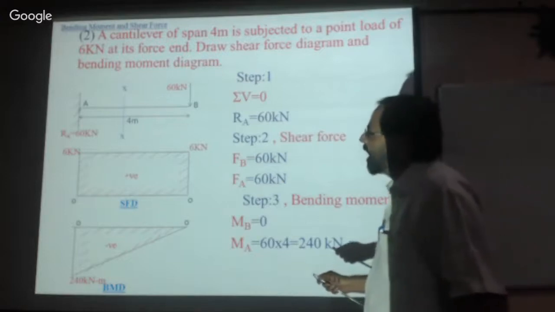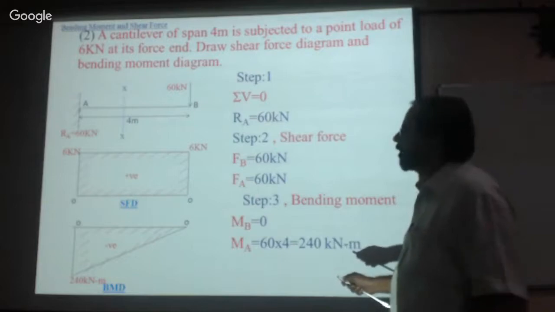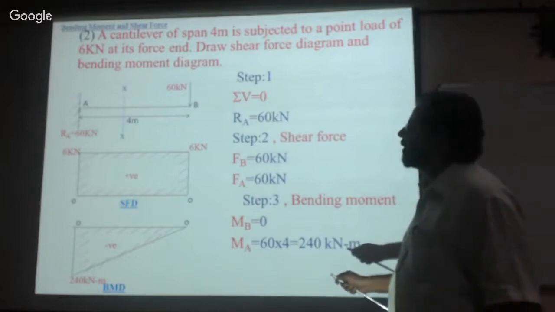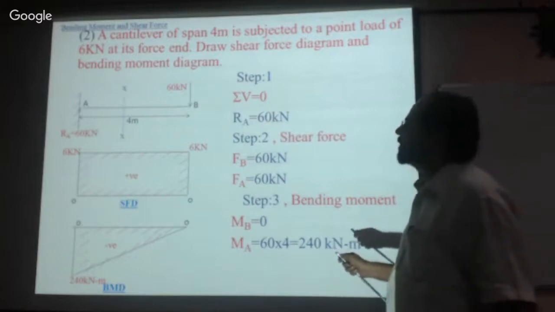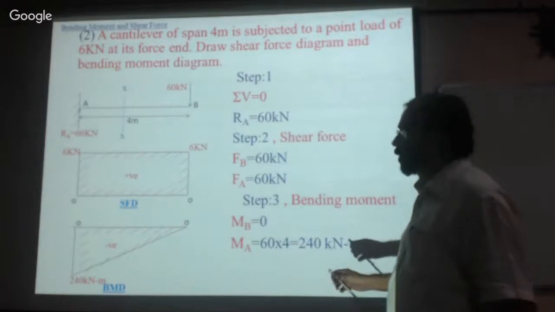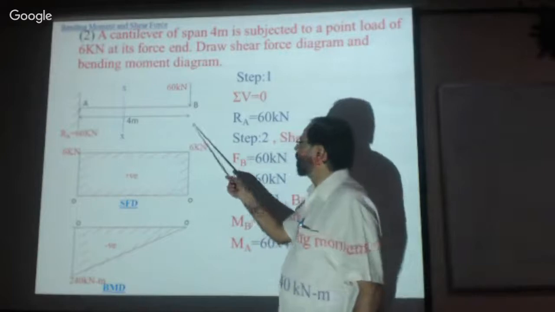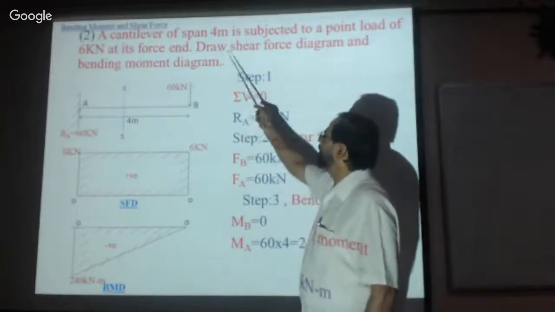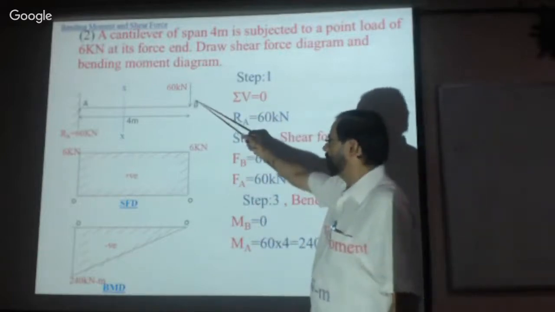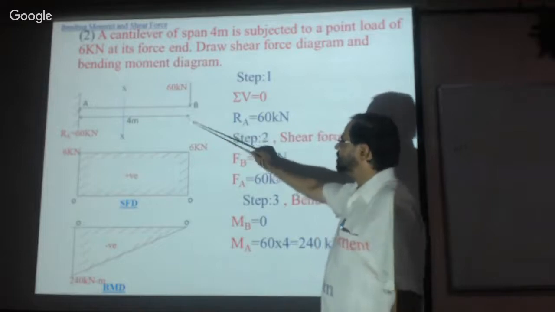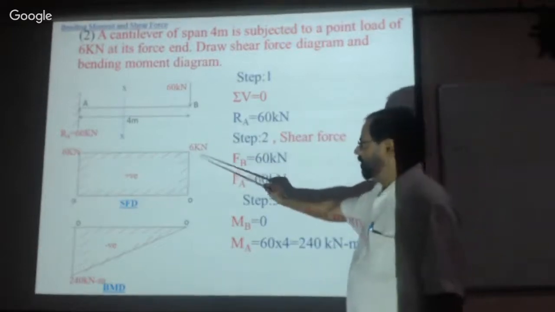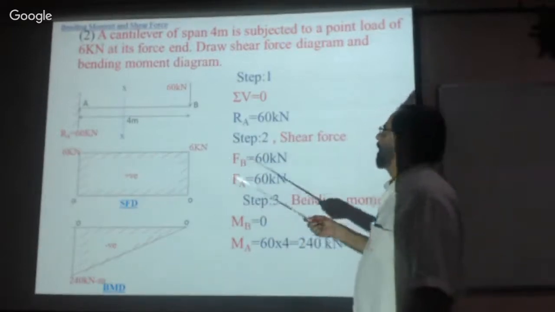Now draw the beam diagram. Here it is a cantilever beam, 4 meter span, and the load acting at the free end is 60 kilonewton. For this beam, let us draw the shear force and bending moment diagram.